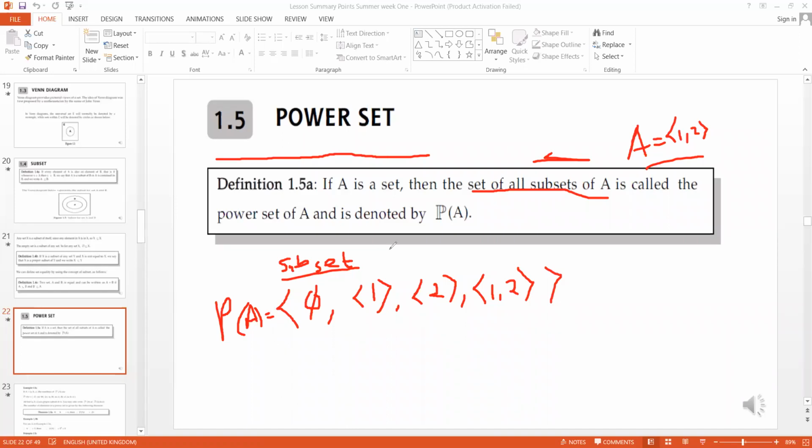So let's try maybe another example. If I give you the set A as 2, 4, and 6, the possible subsets will be what? The first automatic subset is the empty set. The next one will be 2. The next one will be 4. The next one will be 6.